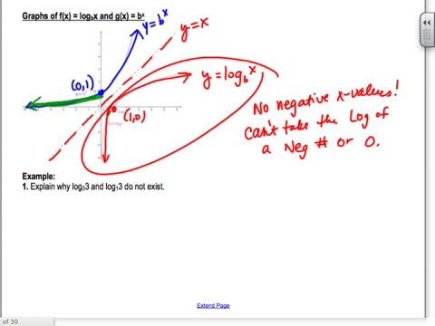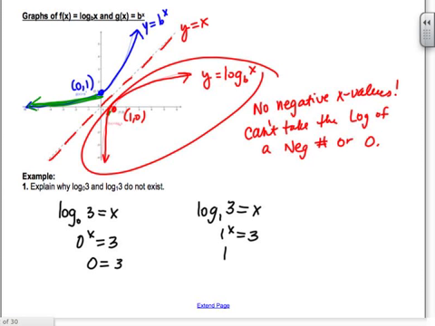All right, so explain why log base 0 of 3 and log base 1 of 3 do not exist. Let's set them equal to x and solve. If I switch to exponential form, this first one becomes 0 to the x equals 3. 0 to any x value, I mean 0 to the 0 we don't know, but any other x value is 0, right? 0 equals 3. Doesn't work. Same thing here, 1 to the x equals 3. 1 to any value is 1. 1 equals 3. Doesn't work. So this is why these are not possible. So I can't do log base 0 or log base 1. You can do fractions in between.